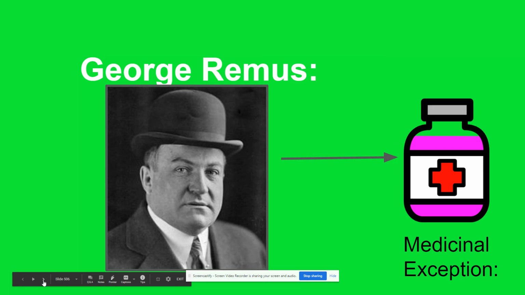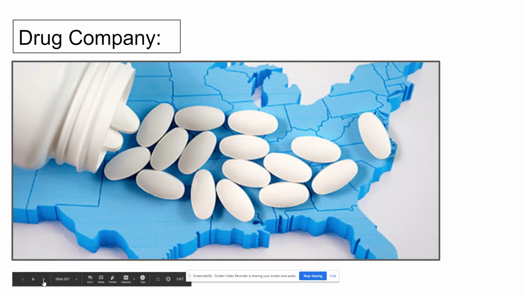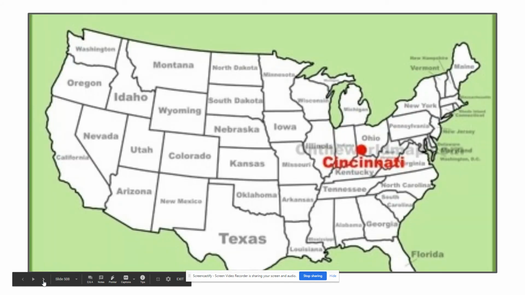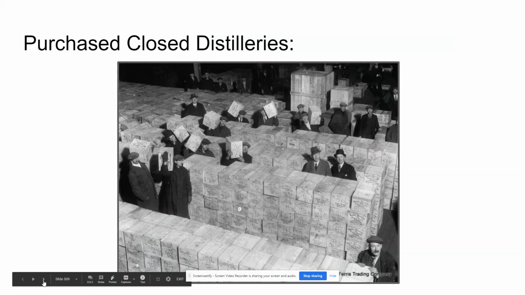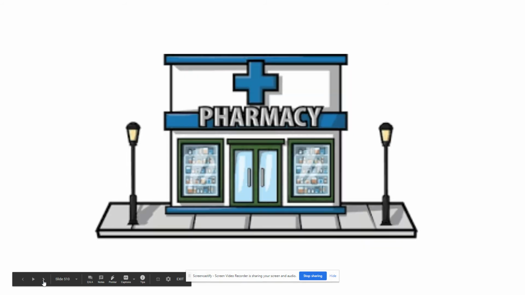So he says the key here is the medicinal exception. So what he does is he starts his own drug company to help people, right? And he knows that most distilleries are located within 300 miles of Cincinnati. So he sets up shop in Cincinnati and he purchases all those closed distilleries that have all this alcohol that can't be sold. And then he says, I'm going to use it for medicinal purposes though. So he's going to send it to pharmacies.